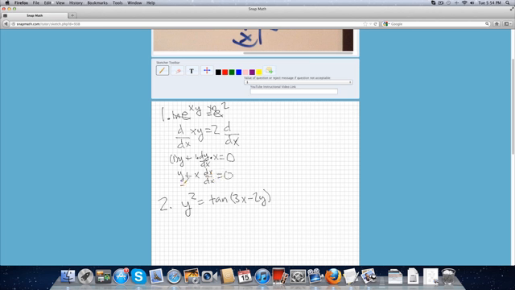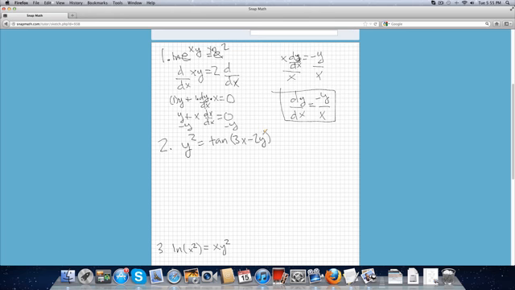So I'm going to subtract y from both sides. So I get negative y on this side and x dy/dx. And then divide both sides by x. So dy/dx is just going to be negative y over x. All right, so that's our first one. And this is implicit differentiation.